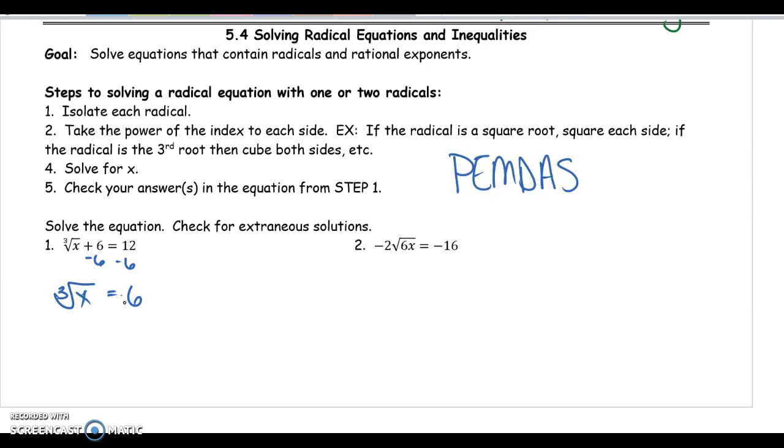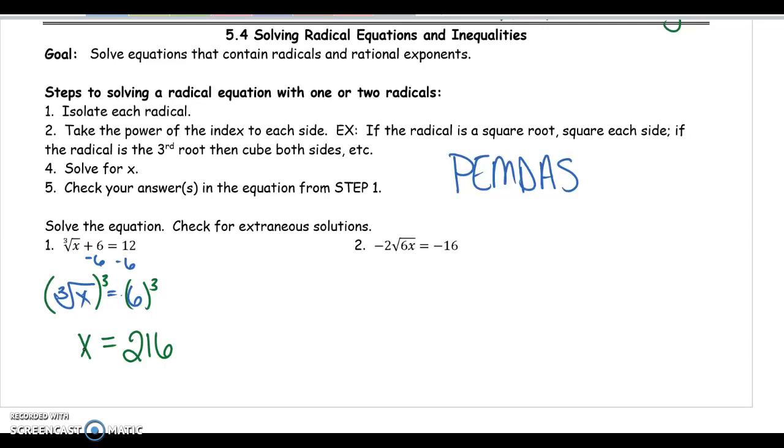To undo a cube root, you use a cube. So we are going to raise both sides to whatever the index of the radical is. So since it's a third root, we're going to raise both sides of the equation to the third. 6 cubed. What is 6 cubed? Grab your calculator. 6 cubed. And on the left side, the cube root of x to the third is x. So our solution is x equals 216.